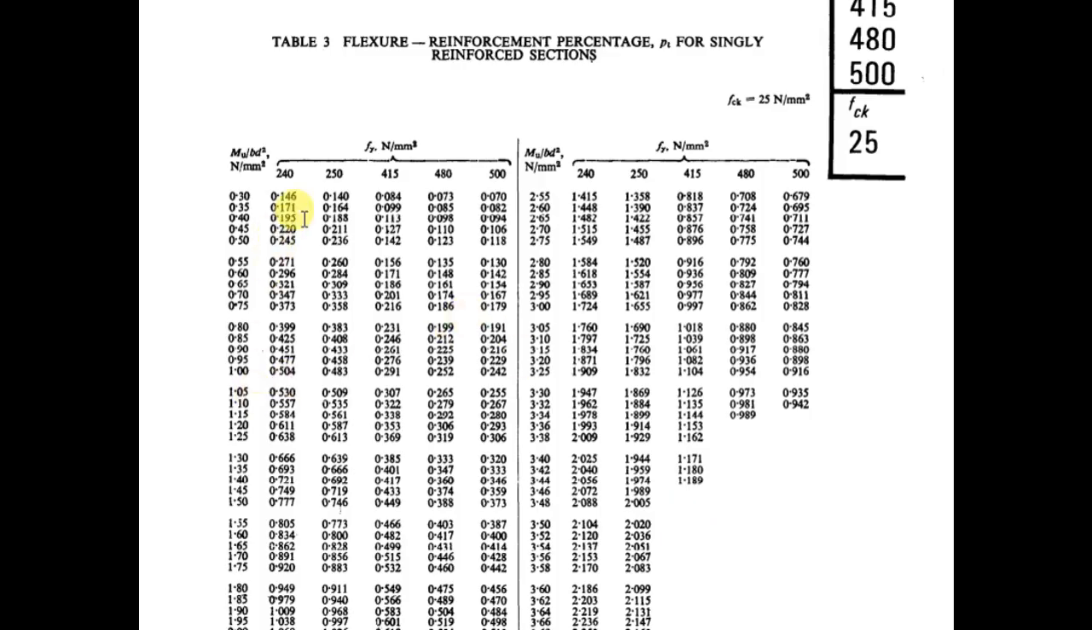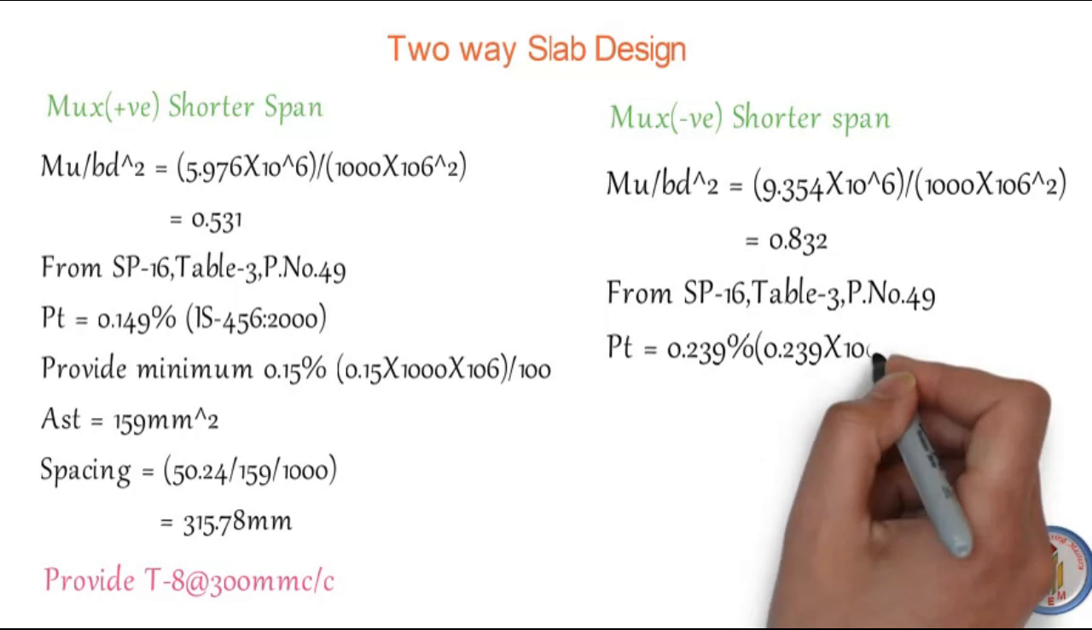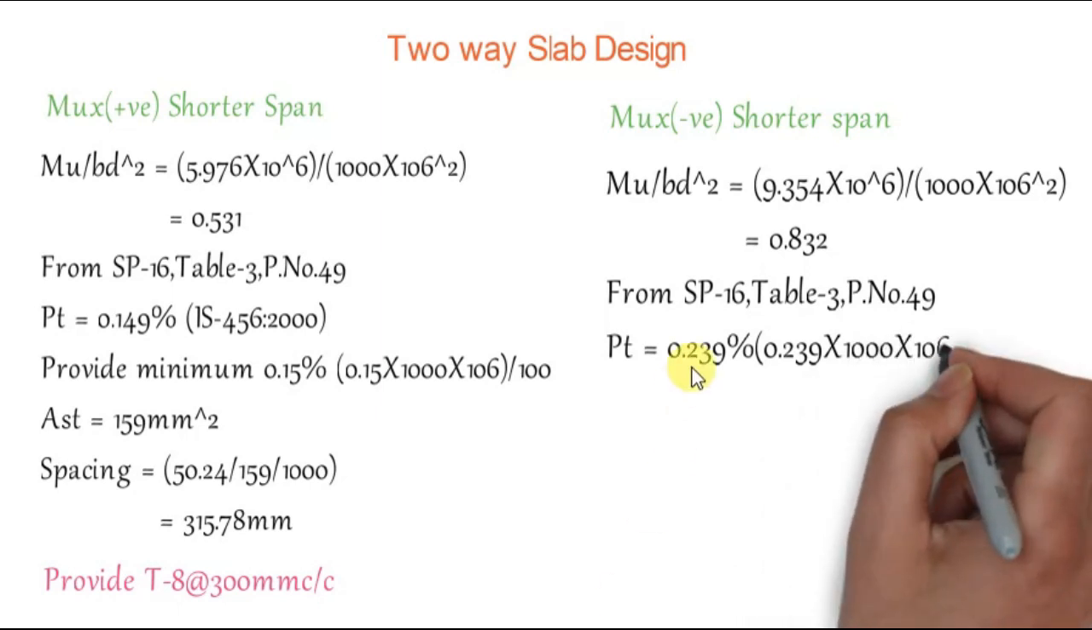From SP16 we need to find out the values. So we got the Mu by bd square as 0.832. So we need to take the values between 0.8 and 0.85. For steel grade Fe415, here are the values 0.231 and 0.246. So if we interpolate these two values, we will get the percentage of steel for negative reinforcement in shorter span. So percentage of steel, we got it as 0.239.